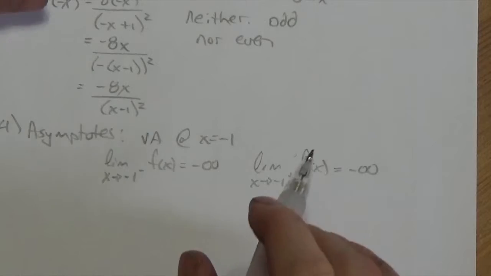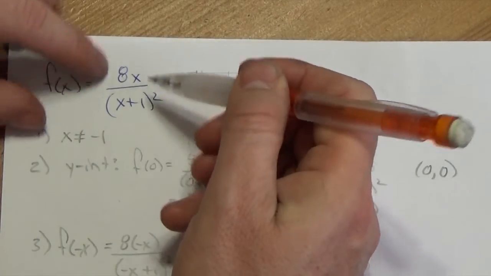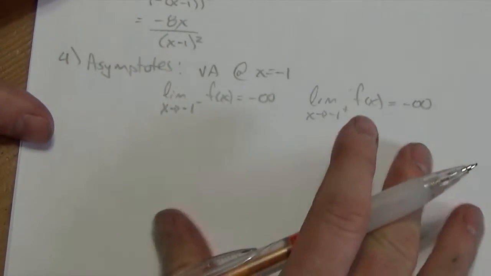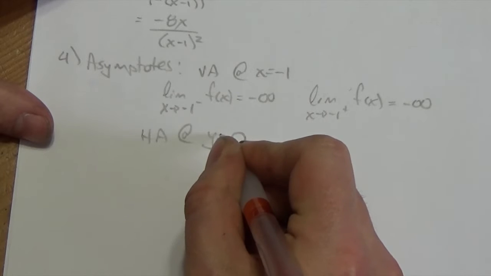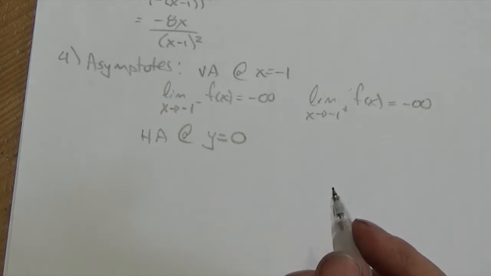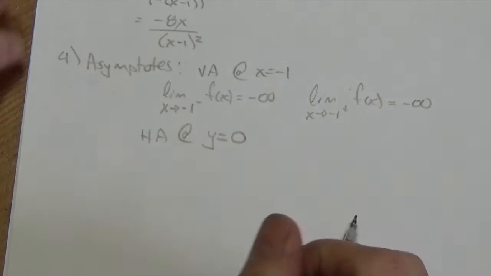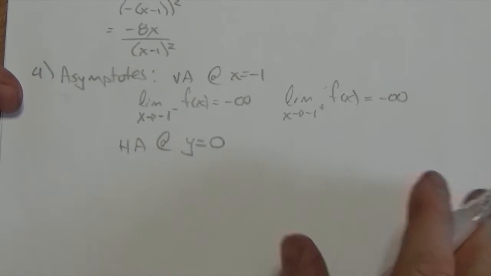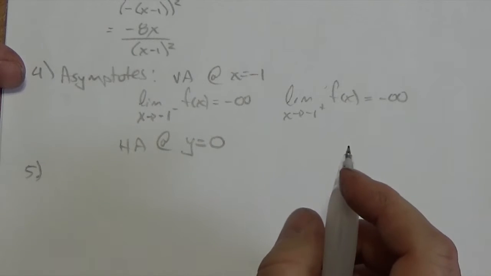Now, does this graph have a horizontal asymptote? Well, we can figure that out just by comparing the degrees of the numerator and denominator. The numerator is linear, the denominator is quadratic. Yes, it will. This is going to have a horizontal asymptote at y is equal to 0. That's what happens when the denominator has a larger degree than the numerator. The denominator will grow faster than the numerator, causing the whole thing to collapse to 0. Good.